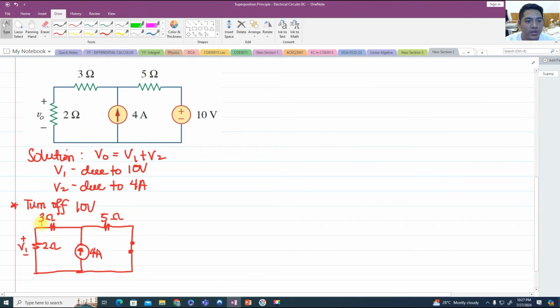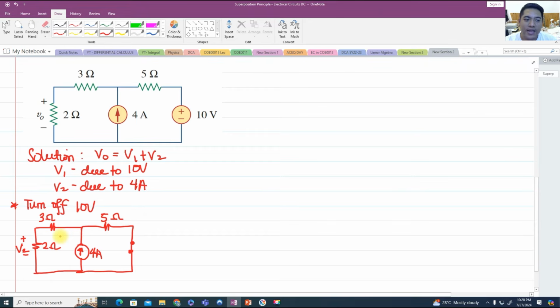So we turn off the 10 volts, and the response is due to 4 amperes. So this must be V sub 2, because we labeled V sub 2 as due to 4 amperes. Since we turned off the 10 volts, the 4 amperes is left, so that is V2.